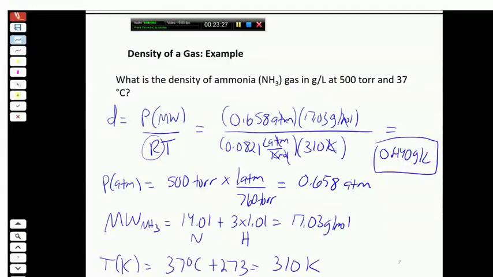0.440 grams per liter. So that's the density. Now we should think about that number for a second. I told you that the density of the gases are low. And you might say, well, that's not too low because water is 1. But remember, water is 1 gram per milliliter. This is 1 gram per liter. So it's over 1,000 times smaller.